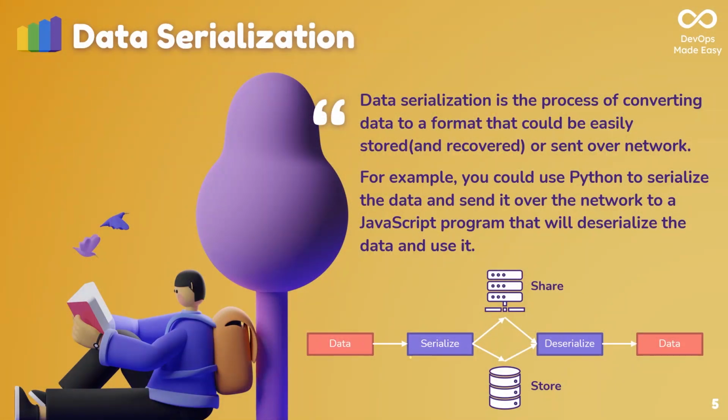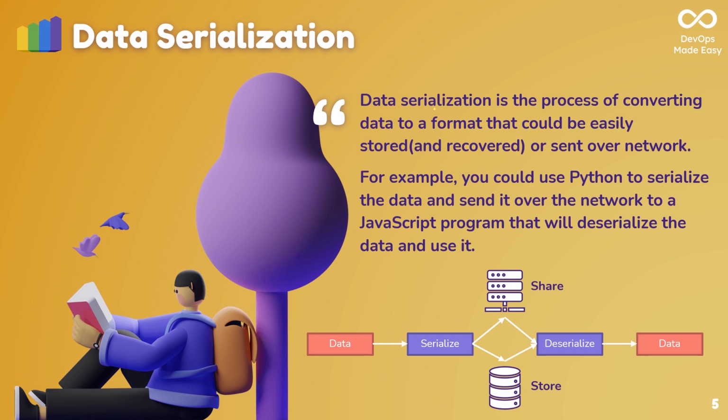So what is data serialization? We have been saying that YAML is for data serialization. Data serialization is nothing but the process of converting data to a format that could be easily stored or sent over the network. So this is called data serialization. It is converting one form of the data to another form so that it can be easily stored or sent over the network.